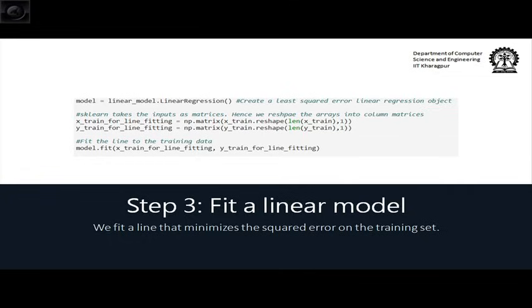So first the data is ready, so that's what we have in the second line. X train for line fitting and Y train for line fitting are the input features and targets, that is the desired outputs, respectively.